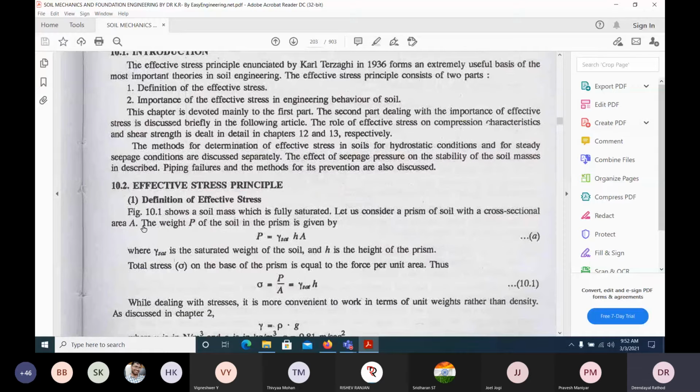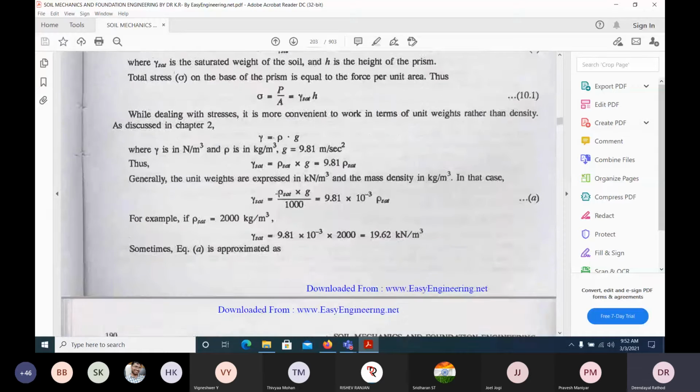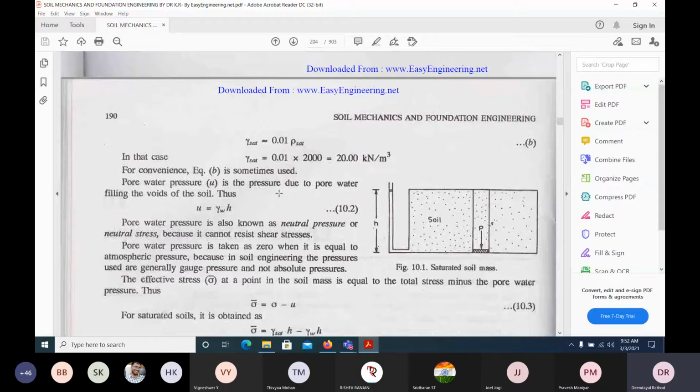Definition of the effective stress, here what it says is, look at here, I'll explain. This soil is fully saturated, soil with mass. I'm having a small prism, just a small tube or prism here. Here I want to find out the stress, understand? Where P. Here I want to find out the stress now.